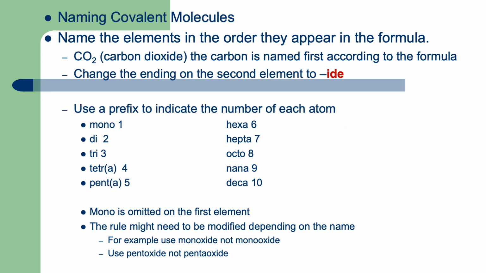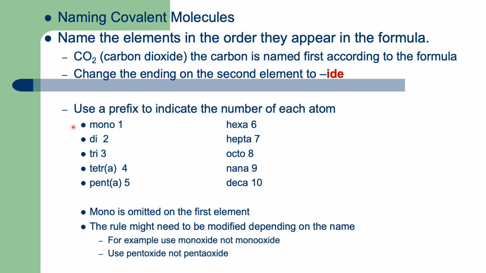Okay, naming covalent bonds, you're going to name them in the order that the formula is written. In other words, for carbon dioxide, carbon is given first, so you name carbon first. Oxygen is given second, so it's the second name. And then just like with the ionic bonds, that second element, you change the ending to IDE. And then you use prefixes. You will be required to memorize these 10 prefixes and be able to use them.